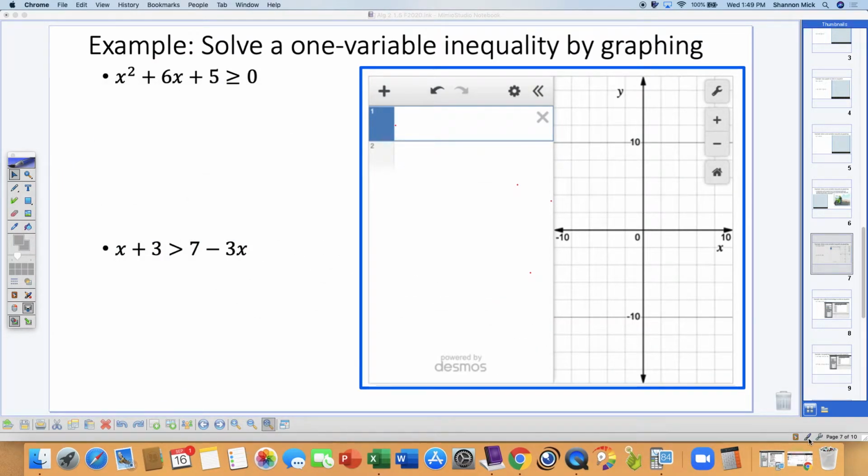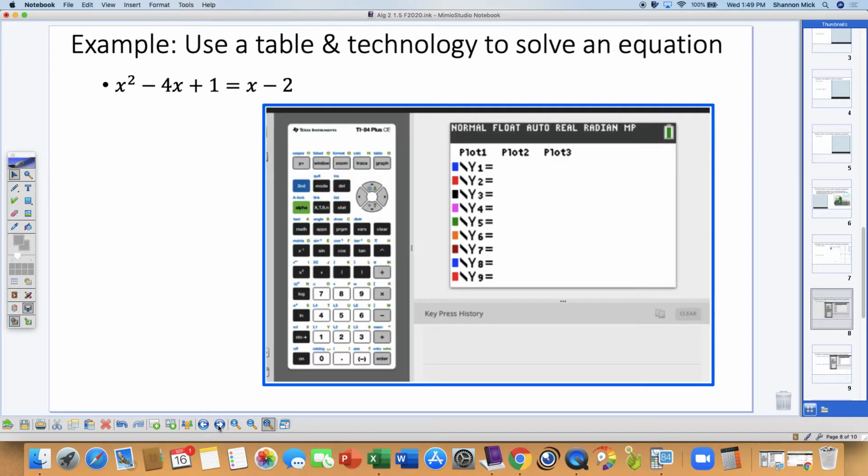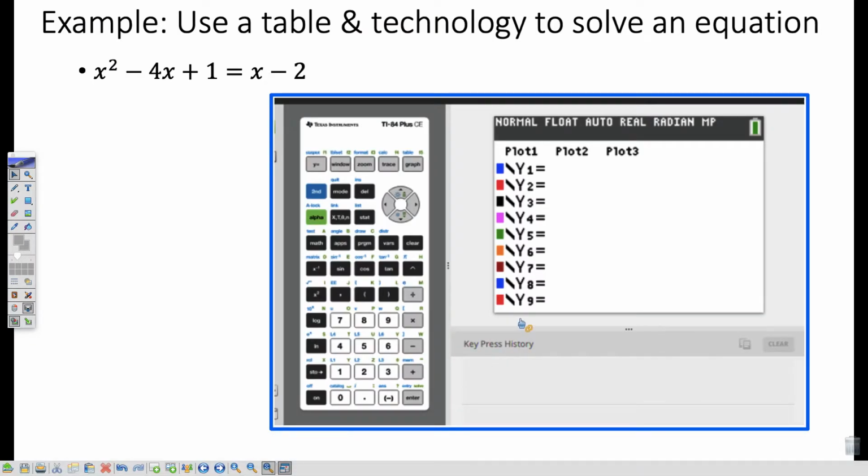So you should have your calculator in front of you. Hopefully you all have batteries in it like you should. And you might want to write this equation down before we lose it. We have x squared minus 4x plus 1 equals x minus 2. Because as soon as I hit the calculator, it's going to go away. So you need to write that down. We'll just use it. And it won't even let it turn off. Okay.